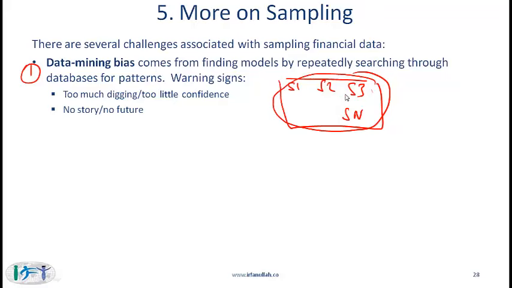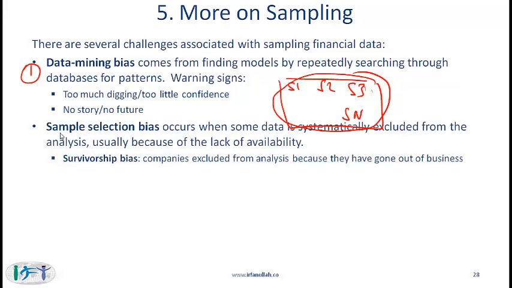When that happens, we say that we have a data mining bias, and you can identify a potential data mining bias in a study if you notice that the researcher is spending too much time looking for patterns in the same database, and if there is no real economic justification for the statistically significant relationships that are being presented.